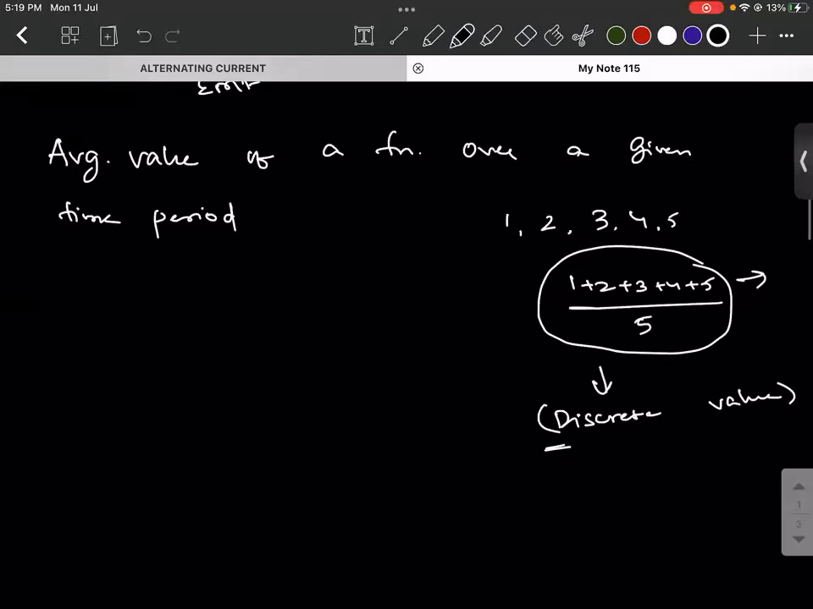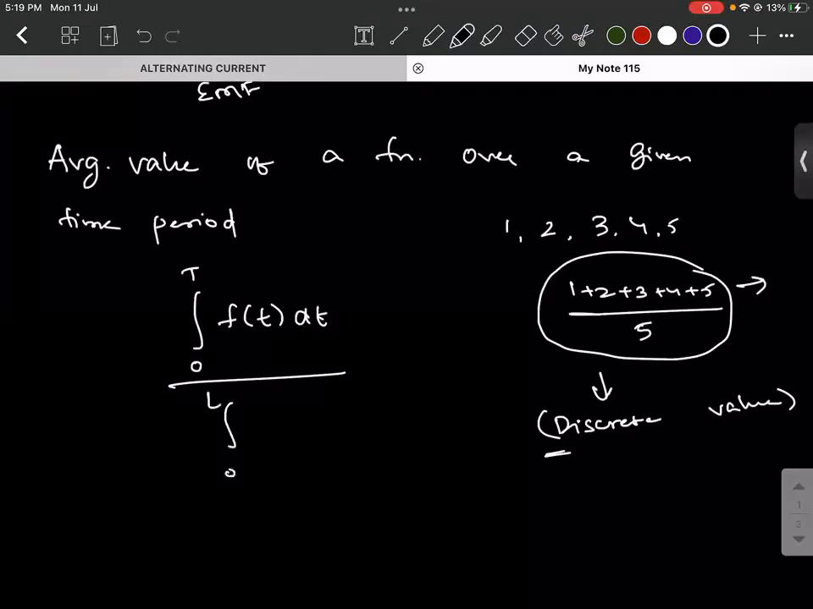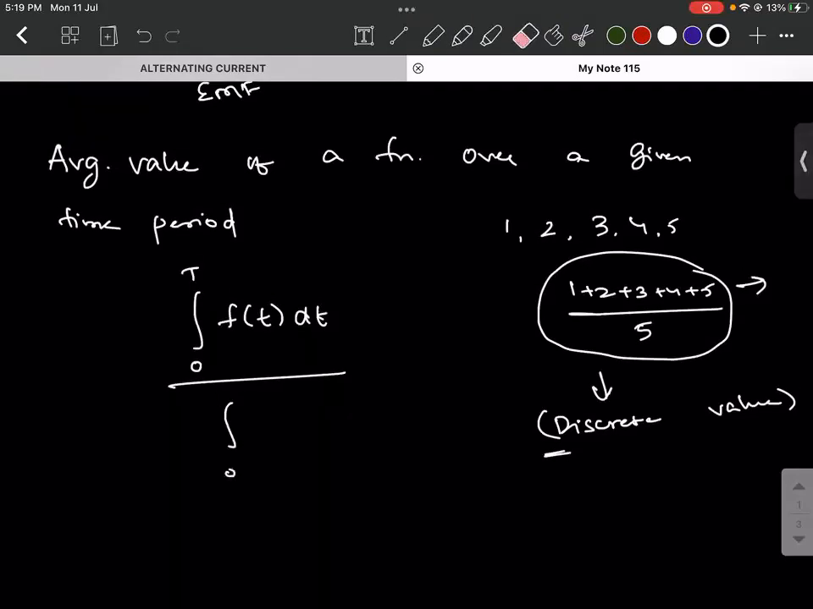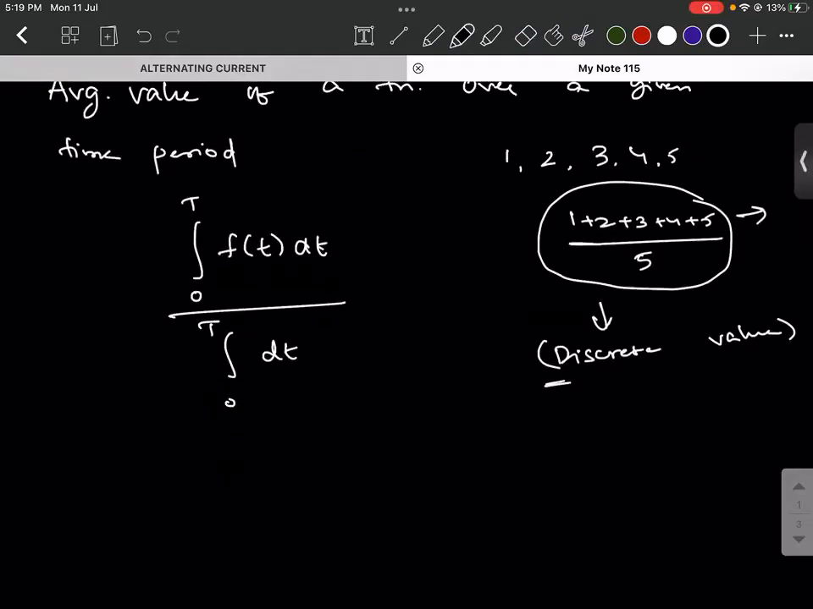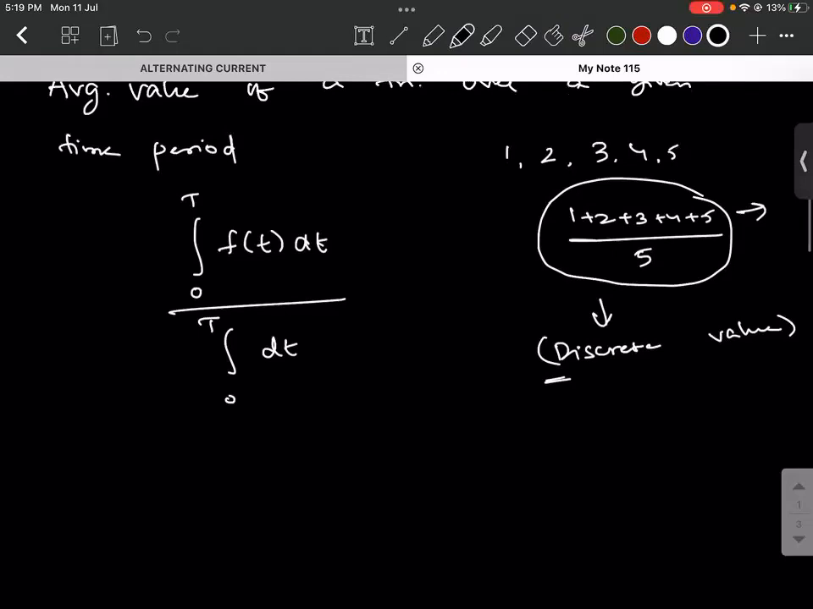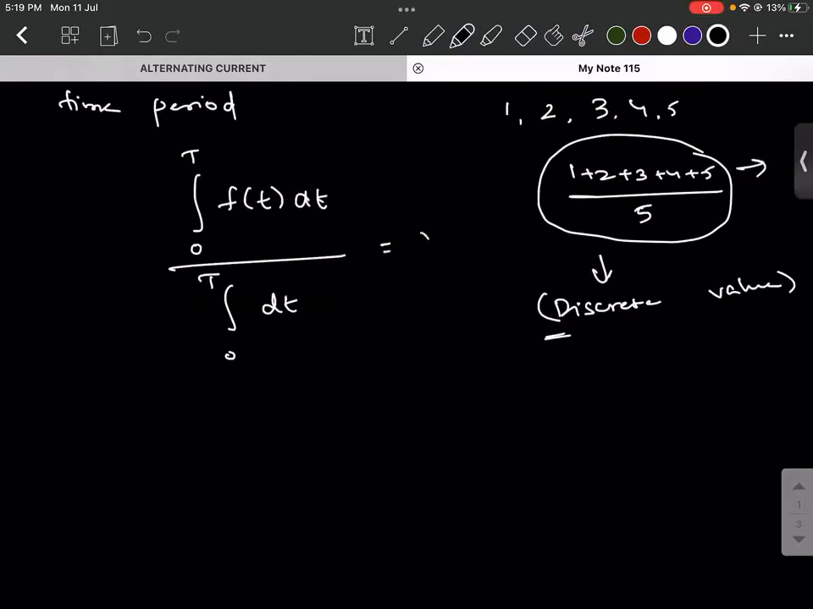So how you do that is the integral from 0 to capital T of f(t) dt, the whole divided by the integral from 0 to capital T of dt. So this is going to be the value: the integral from 0 to capital T of f(t) dt divided by the integral from 0 to capital T of dt. And this is how you find the average value of the function f(t).